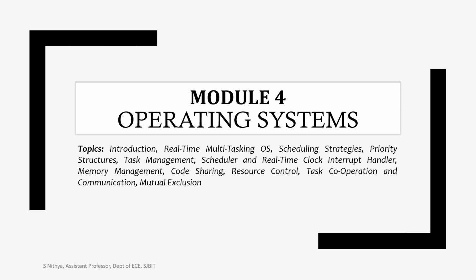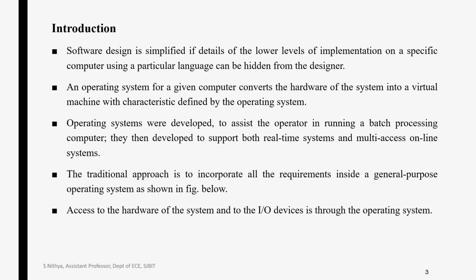So today first we'll talk about introduction and the real-time multitasking operating systems. When I come to the introduction, we know that the operating system lies in between the software and hardware, so that software design is simplified. If the details of the lower level of implementations on that specific computer using a particular language can be hidden from the designer. Actually, the operating system for a given computer converts the hardware of the system into the virtual machine with the characteristics defined by the operating system.